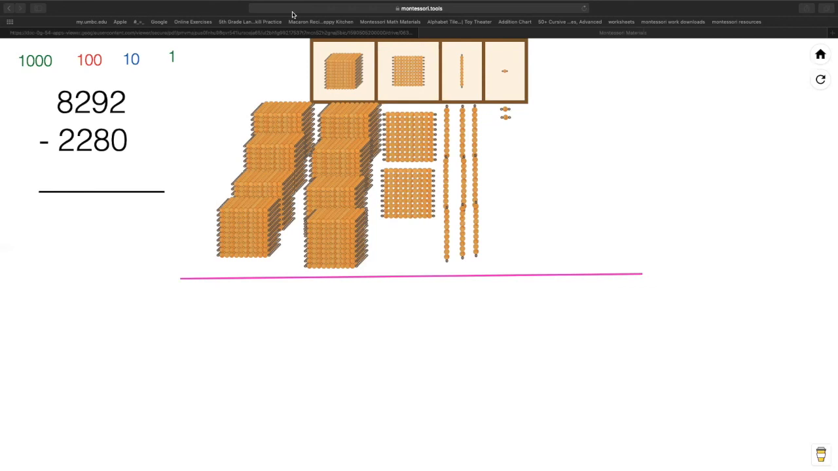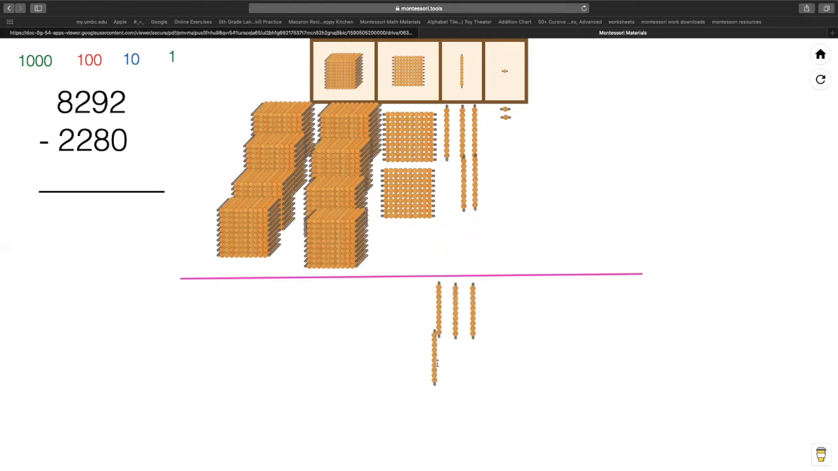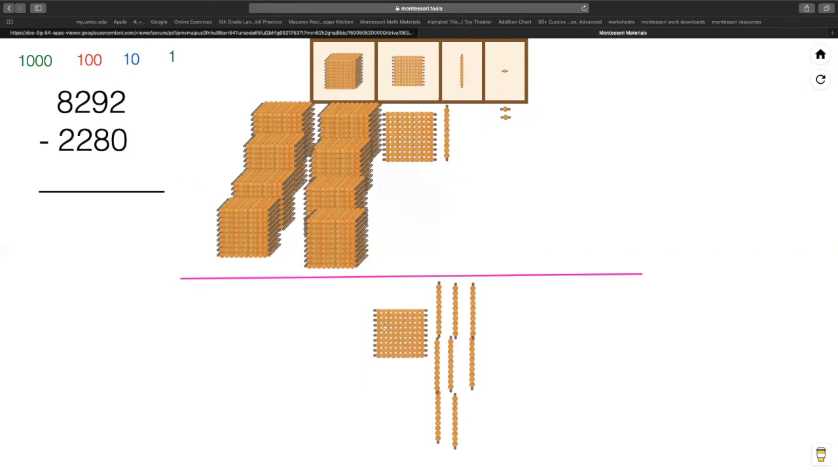Well, I see you guys working. I'm going to show you which numbers go on the bottom. We have to take away 2 1000s, 2 100s, 8 10s, and 0 1s. Sorry, 0 1s to take away. And I have to take away 8 10s. The next thing I have to take away is 2 100s. That's all of them.